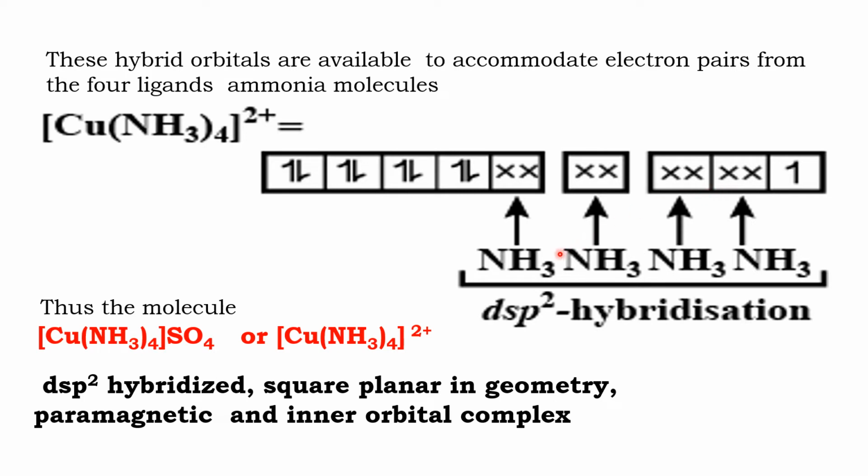We expected an sp3 hybridization, but the hybridization is dsp2, and the molecule is paramagnetic because of one unpaired electron in the pz orbital. Here the inner d orbital takes part in hybridization, so it is an inner orbital complex. In short, [Cu(NH3)4]SO4 is dsp2 hybridized, square planar in geometry, paramagnetic, and an inner orbital complex.